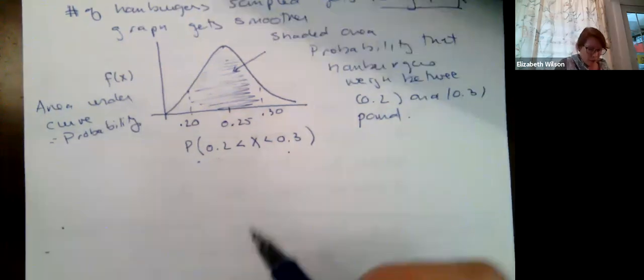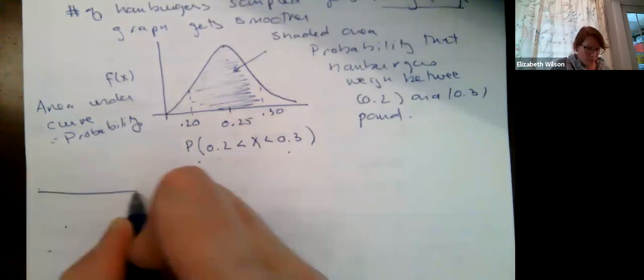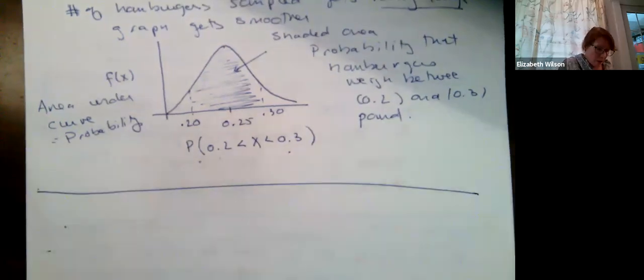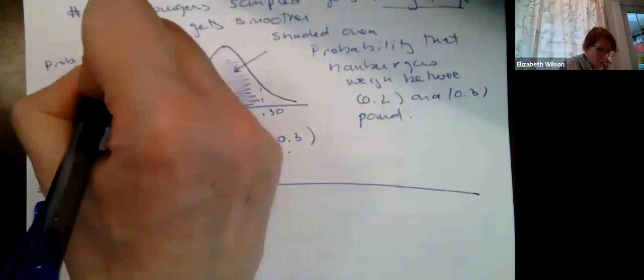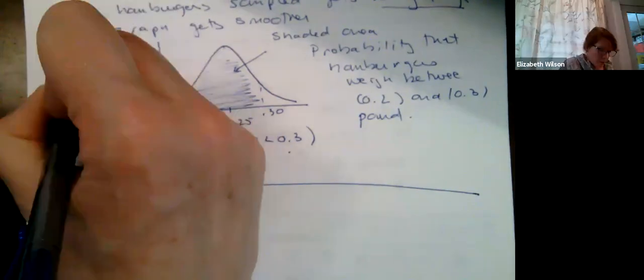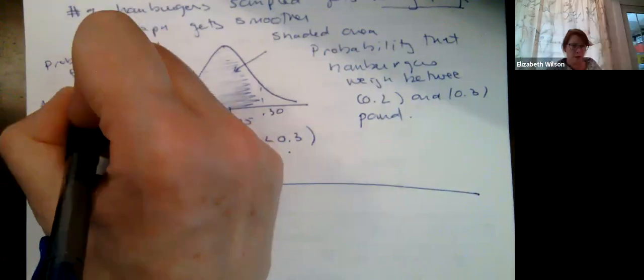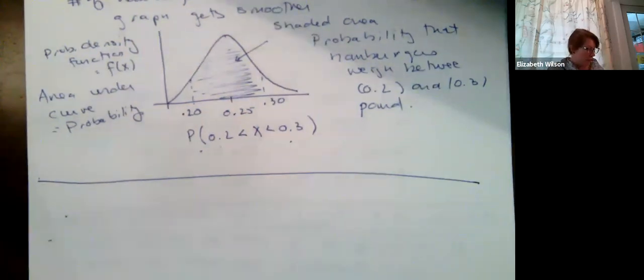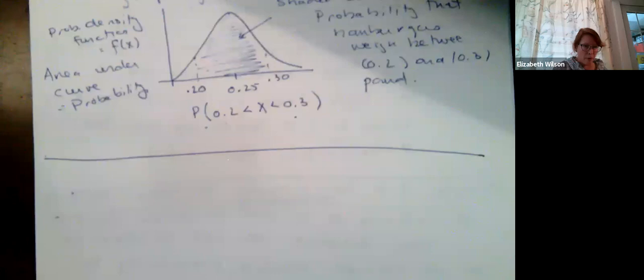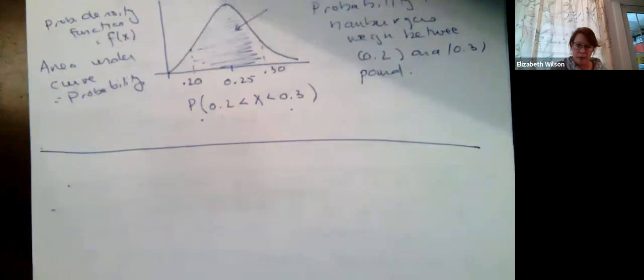All right, so let me write this down. This is our probability density function. It tells us how our probability is mapped out within this range of values. All right, so let's think about our cumulative distribution function for a continuous random variable.